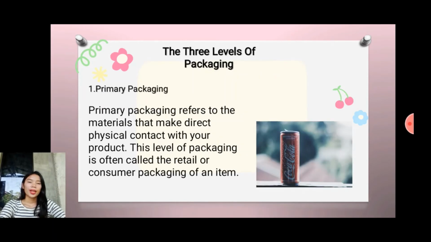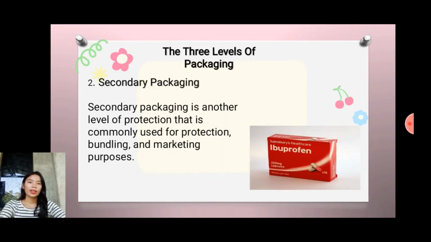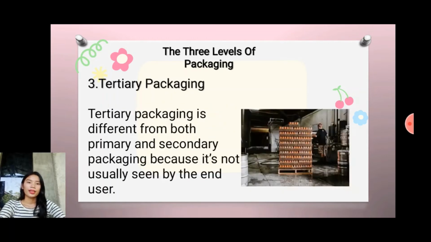The first one is primary packaging. Primary packaging refers to the materials that make direct physical contact with your product. This level of packaging is often called the retail or consumer packaging of an item. The second one is secondary packaging. Secondary packaging is another level of protection that is commonly used for protection, bundling, and marketing purposes. The last one is tertiary packaging. Tertiary packaging is different from both primary and secondary packaging because it's not usually seen by the end user.